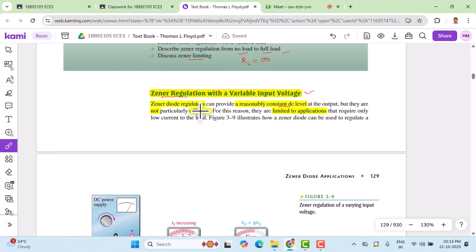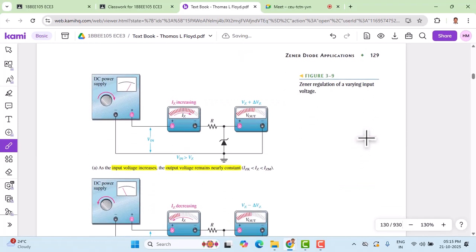But from an efficiency point of view, there may not be significant performance from the Zener diode. So we have to couple it with other things so that it can provide a constant voltage across its terminals. They are limited to a few applications that require only low current to the load. In such applications, it can provide very good performance, but other than that, the performance is not so good. And here are typical applications. In figure 3.9, we are going to illustrate how a Zener diode can be used to regulate a voltage across it. So let us see figure 3.9.